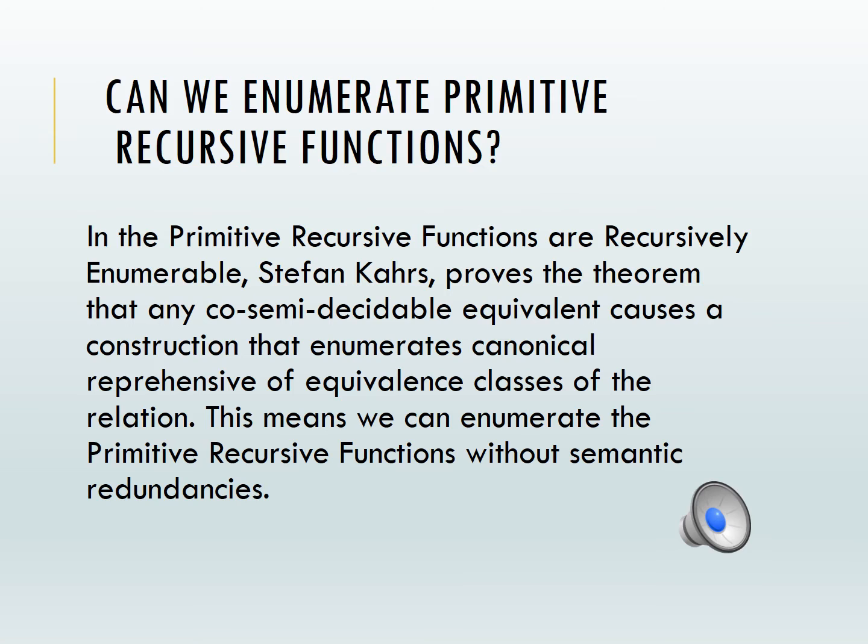So, what is a co-semi-decidable equivalence? He defined a co-semi-decidable relation, which means there is a computable procedure that stops and returns false for all objects that do not belong to this relation, and otherwise is not defined, which means it does not stop. He also defined that a function f is called a canonical enumeration if it returns only canonical representatives of equivalence classes and also finds all equivalence classes.